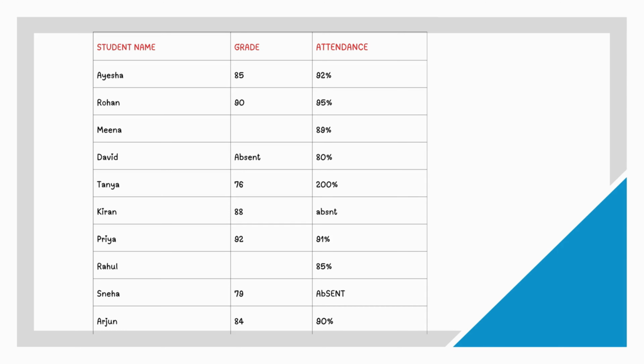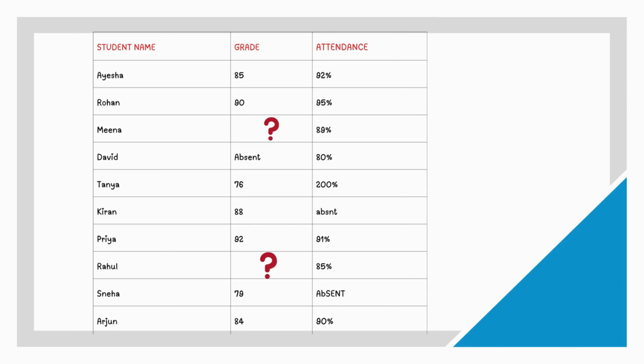First, we can notice inconsistent entries for absent. You will see that one student is marked as APSNT and another student is marked as absent in all caps, except for the letter B. These variations should be standardized to a single format. This is a classic formatting issue that can disrupt the analysis, especially when filtering or counting categories.